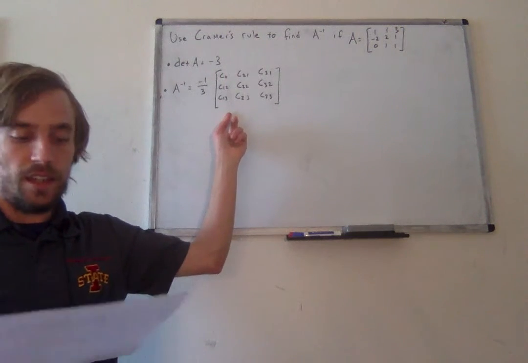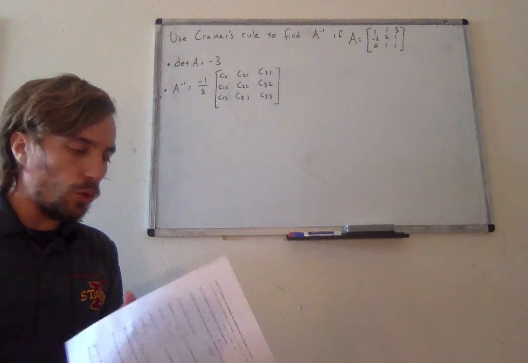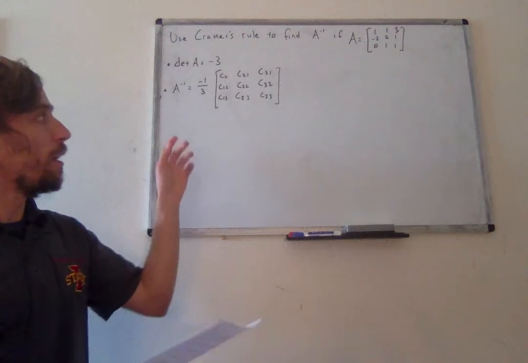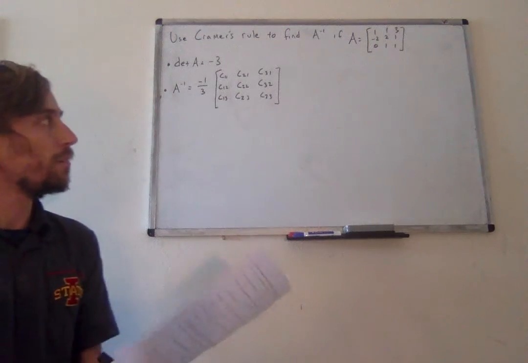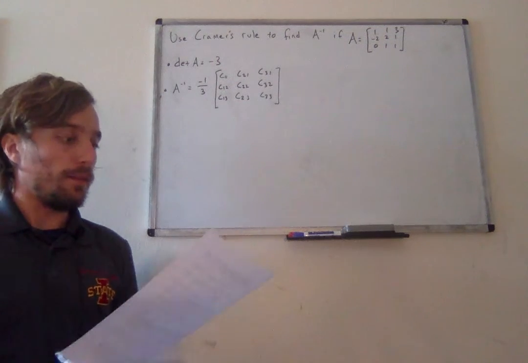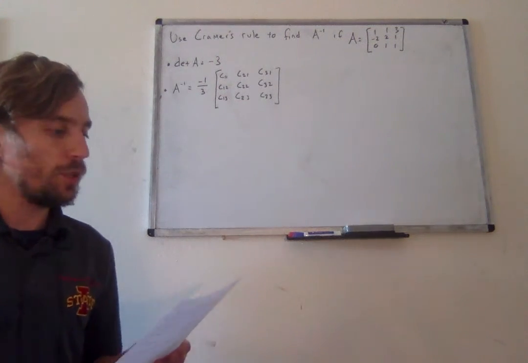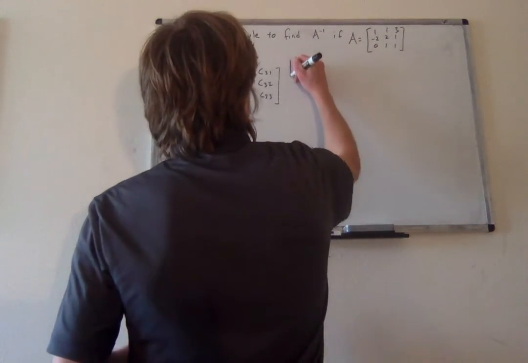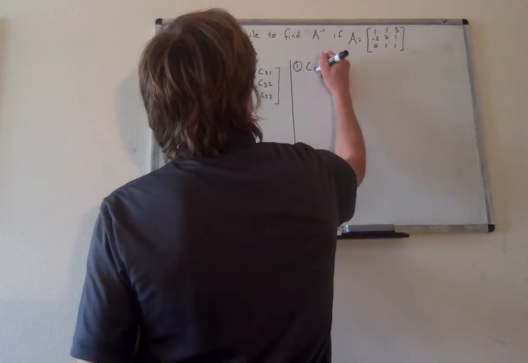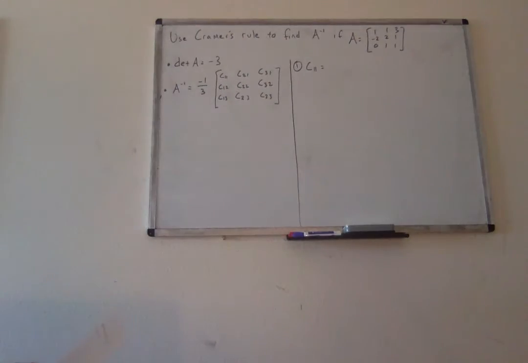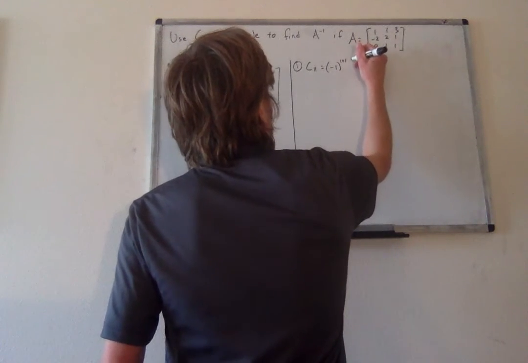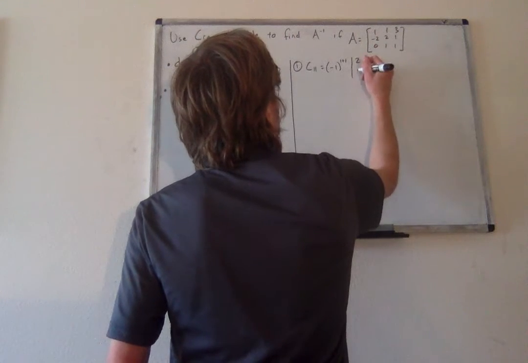This means we have to calculate 9 determinants. And you know what? I sort of was on the fence about it, but I'm just going to go ahead and calculate these. It'll be good determinant practice. So yeah, we'll jump right into calculating some determinants. C11. So again, I want to do negative 1 to the 1 plus 1 times the determinant of the submatrix where I delete row 1 and column 1.